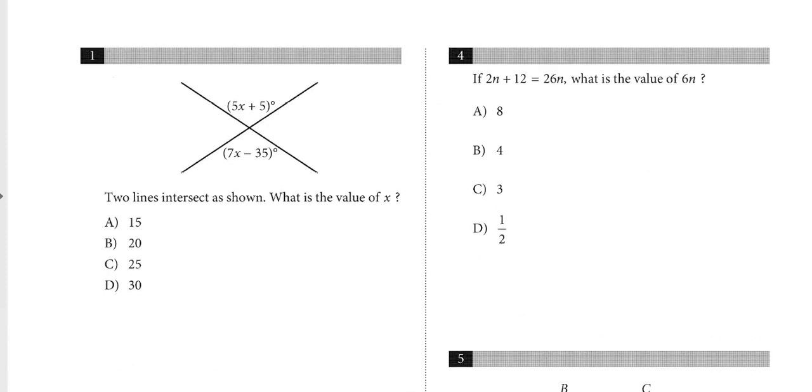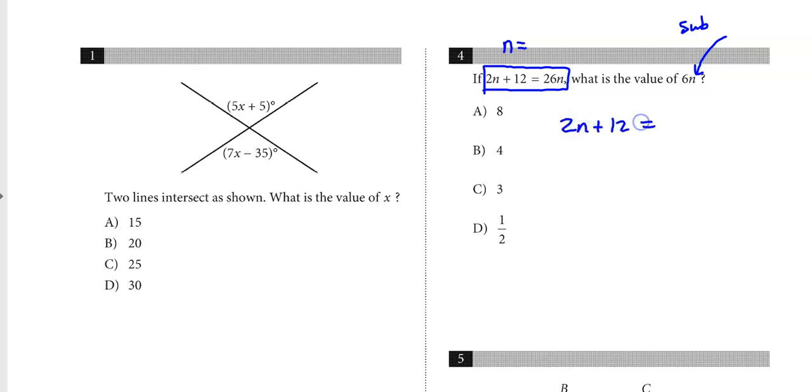All right, going on up to number 4. Looks like just a linear algebra equation. So if 2n plus 12 equals 26n, what is the value of 6n? There's a couple different routes you could go here. One is you could solve the if part, like solve this and find out what n equals, and then substitute that value back in. That's probably the most traditional way. So I'll do it that way first.